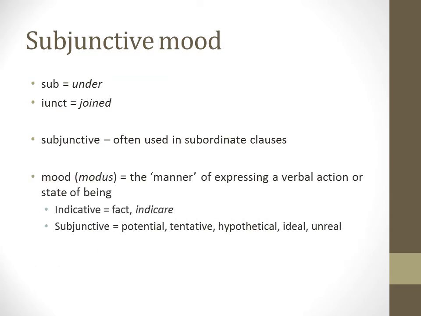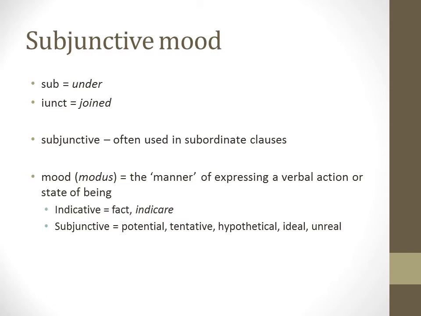What about mood? Well, mood comes from the Latin word modus, which literally means manner. And mood is another method we have of categorizing verbs. So we can categorize verbs according to their person, first, second, or third, their number, singular or plural, their tense, present, imperfect, future, perfect, pluperfect, future perfect, their voice, active or passive, and now their mood. And mood is the manner of expressing a verbal action or a state of being.